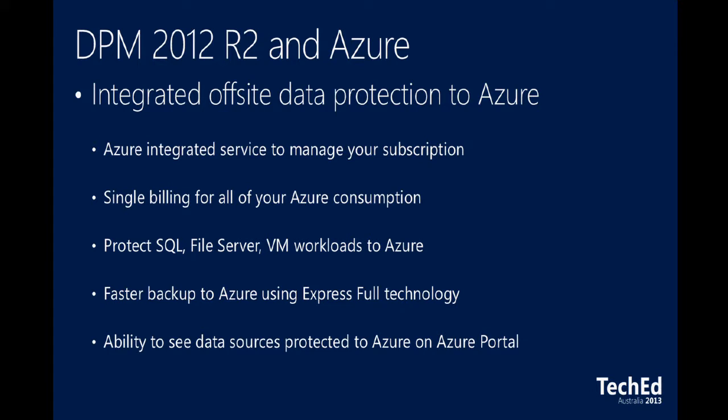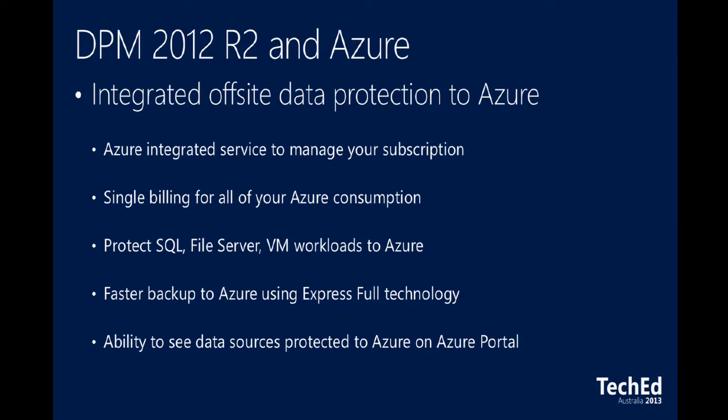So, DPM 2012 in Azure, it's integrated offsite data protection to Azure. It basically, as you'll see in a moment, allows you to configure it and then connect to your subscription. It'll protect anything that DPM can protect and allow you to sync that out to Azure. The way it works is when you're configuring a protection group, you specify your short-term goals, your long-term goals, if you've got a tape drive, and your online goals.